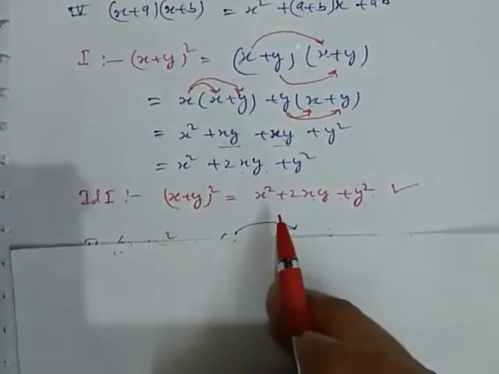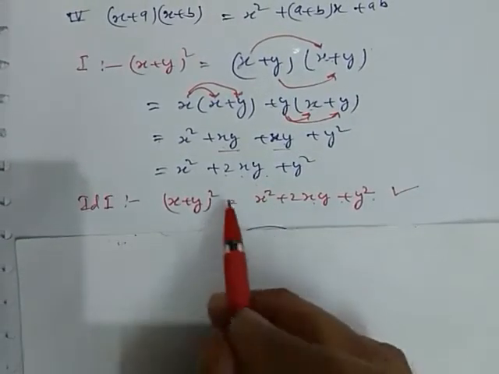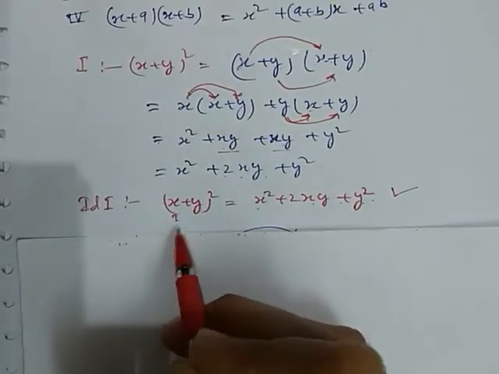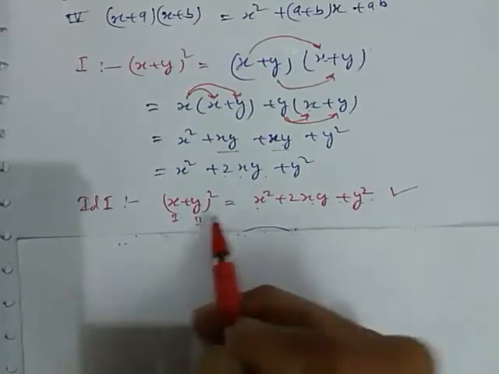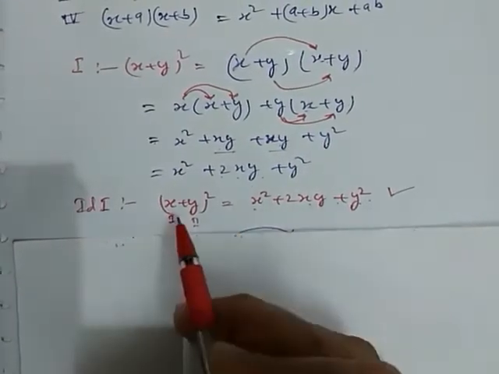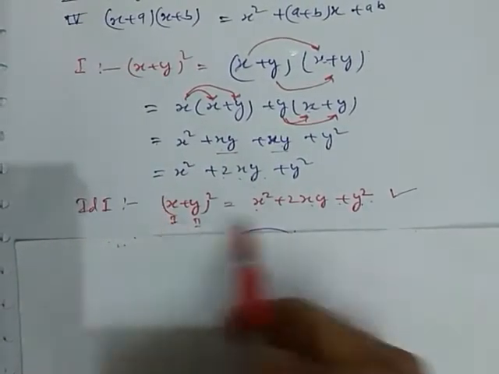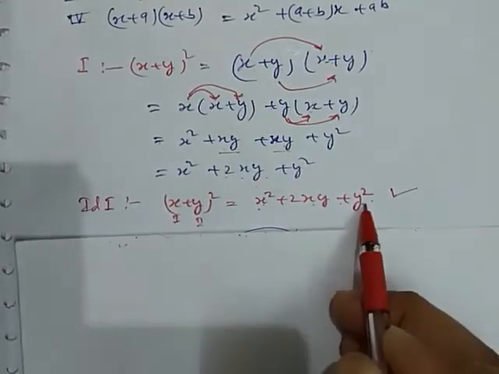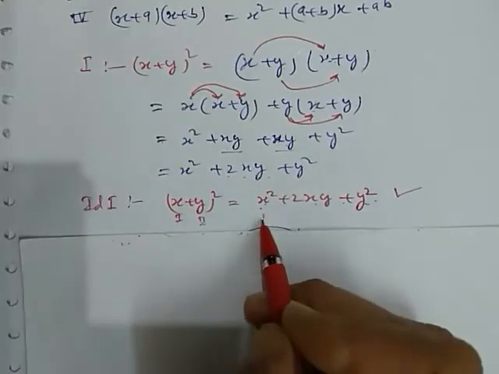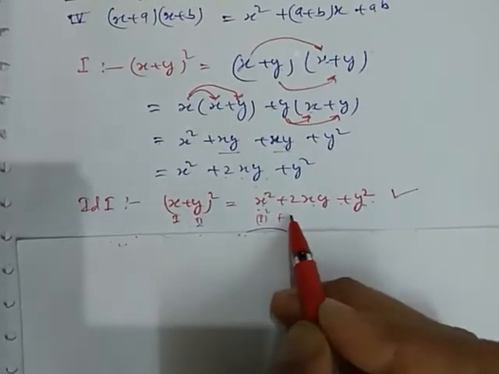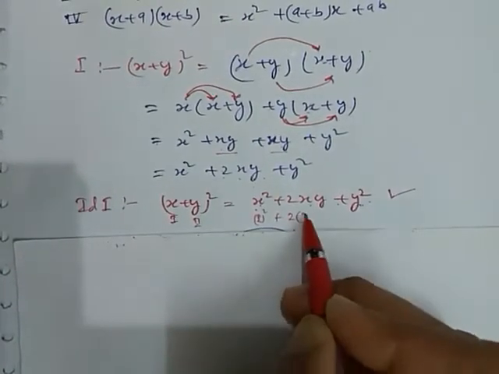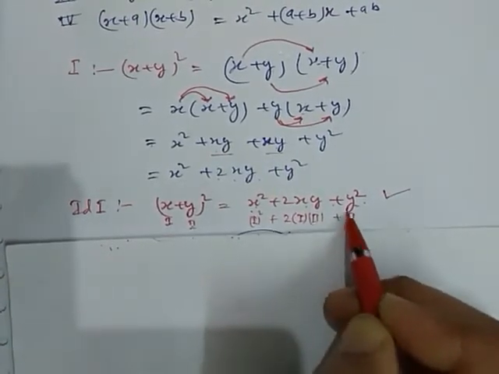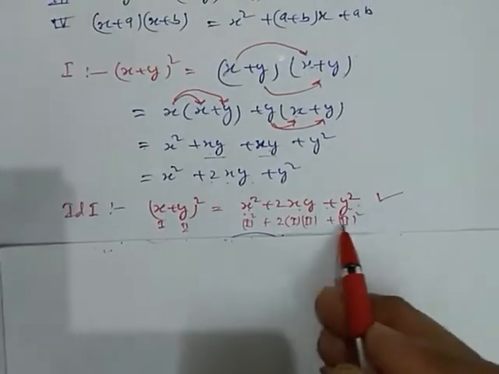Okay, and here we can see what this is. This is the first value and this is the second value. Clearly you can see the square of the first term here and the square of the second term here, and here is the square of the first term plus 2 into the first term and the second term, and the second term square. So this is our solution.